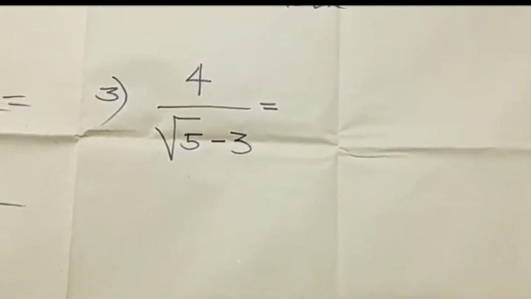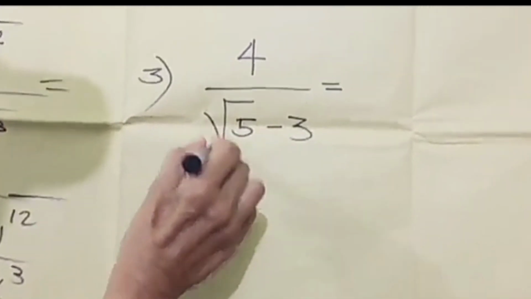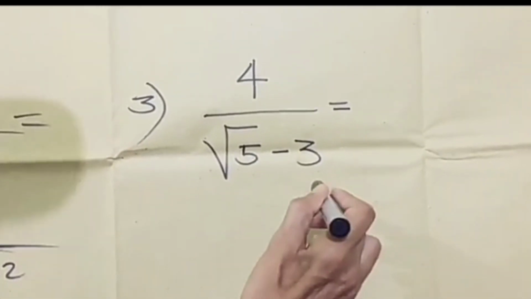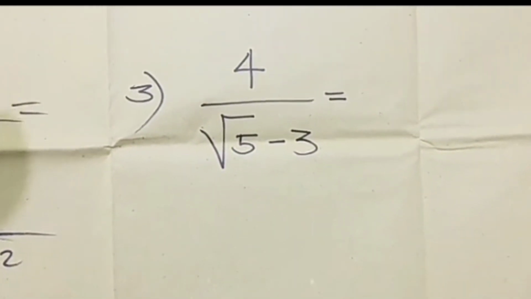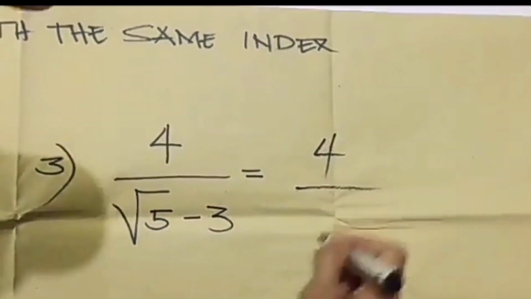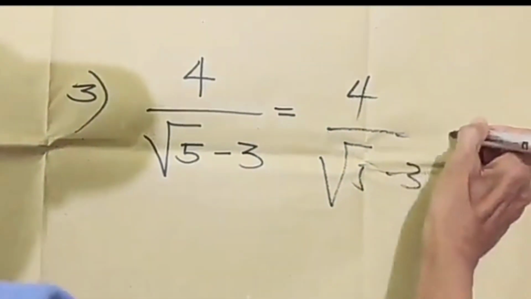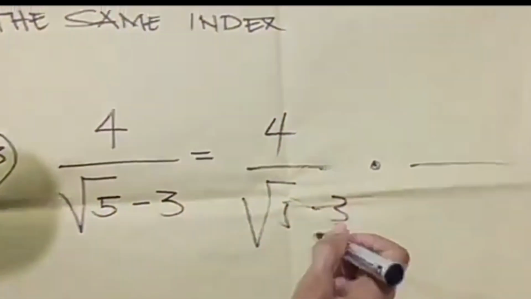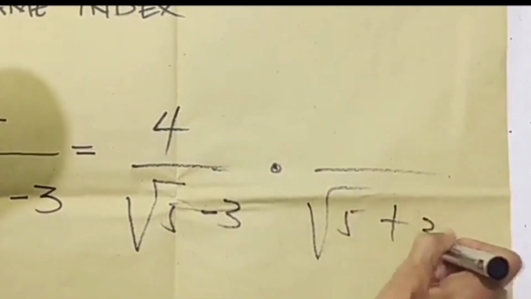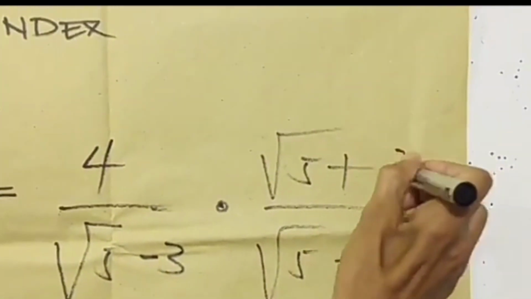Well, this one, since there is a radical at the denominator, and this is two terms, square root of 5 minus 3, we're going to apply the conjugate. How to conjugate? We copy the denominator, the square root of 5 minus 3, then times the conjugate. If this is negative, it becomes now positive 3. Also the numerator, also copy that.